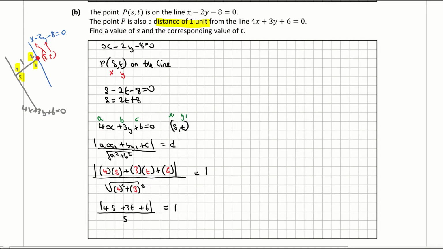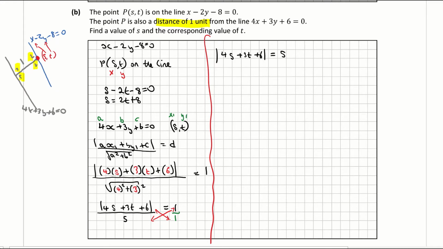And what I'm then going to do is put that 1 over 1, make it a fraction. So if a fraction equals a fraction, a quick way of doing it, instead of going off and getting my common denominator, is to note the denominator is 5. So if I cross multiply, let's just move it up here, I get the modulus of 4s plus 3t plus 6 is equal to 5 times 1, which is equal to 5.